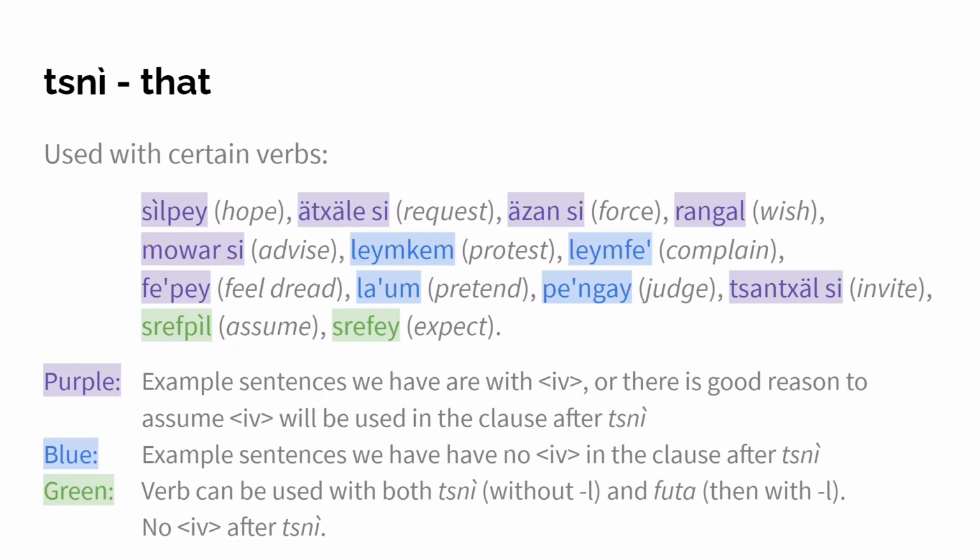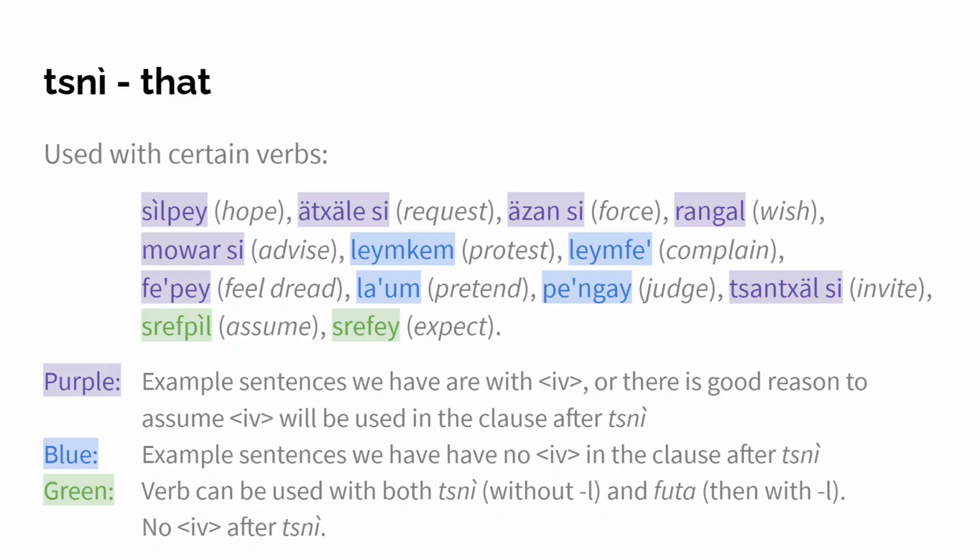Purple means that the example sentences we have with these verbs have an eve infix, or there is good reason to assume that eve will be used in the clause after tsnì. So it would be silpay, to hope, et'elsi, to request, esansi, to force, rangal, to wish. This one we actually don't have any example sentences with rangal tsnì, wish that. But because nerangal requires an eve infix in the clause, I'm very sure that we would also use the eve infix with rangal tsnì, but we don't have any official examples of that.